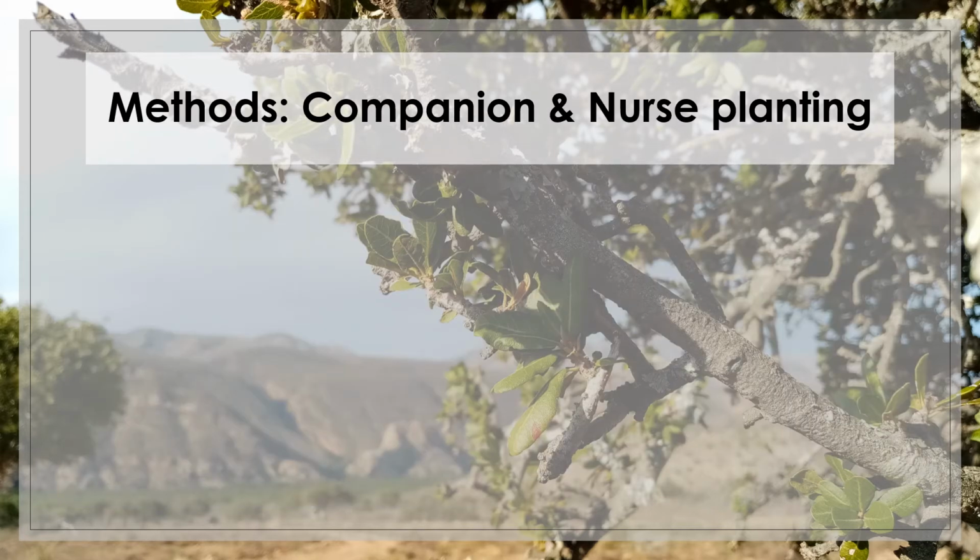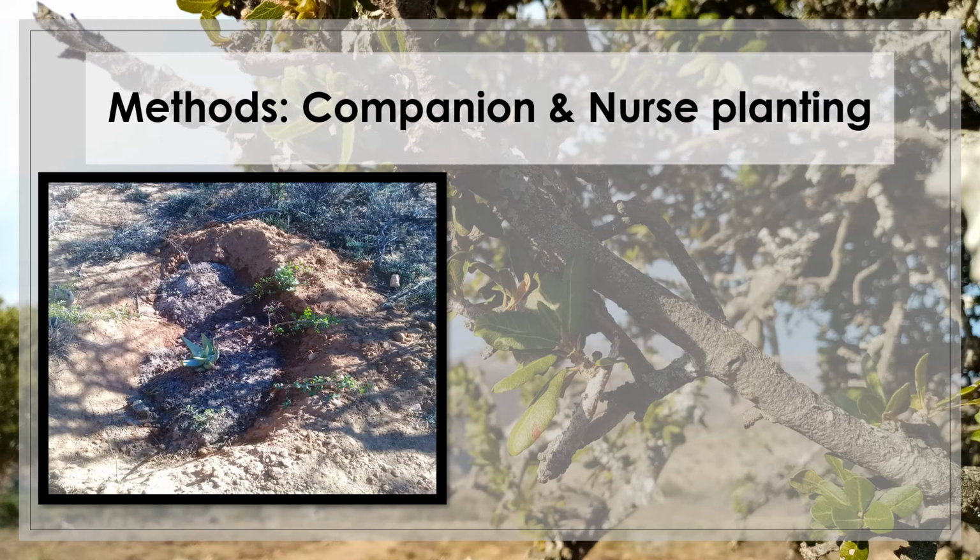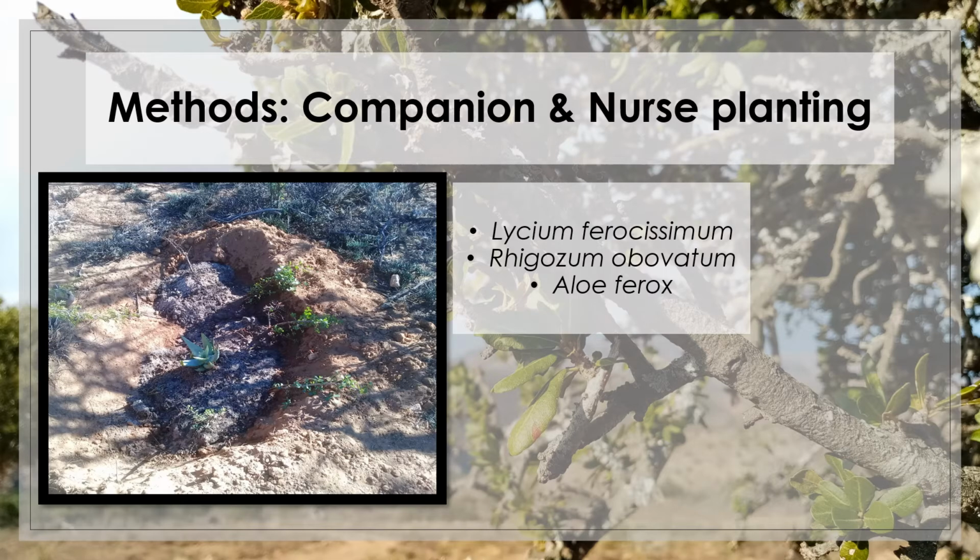The second treatment involved the use of companion and nurse plants as a means of enhancing spekboom survival. With the companion plants, the pondings were constructed in a similar fashion to those of the watering regimes, except these 3 spekboom cuttings in the pondings were planted along with Lycium ferocissimum, Rhigozum obovatum, and Aloe ferox, which are locally indigenous shrubs and succulents that were found in the degraded study site.